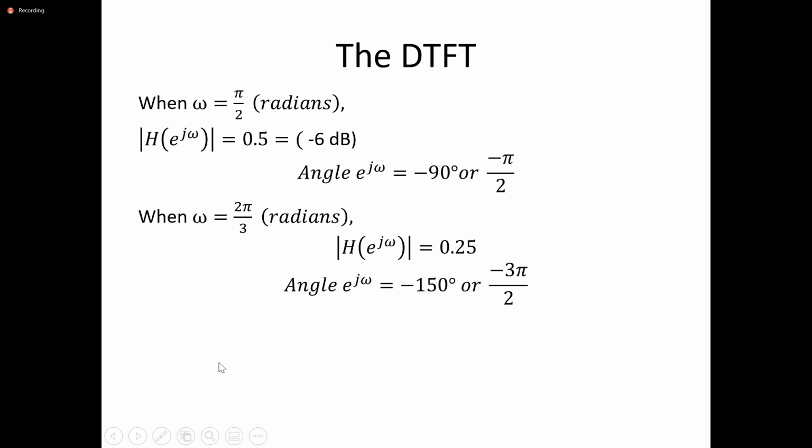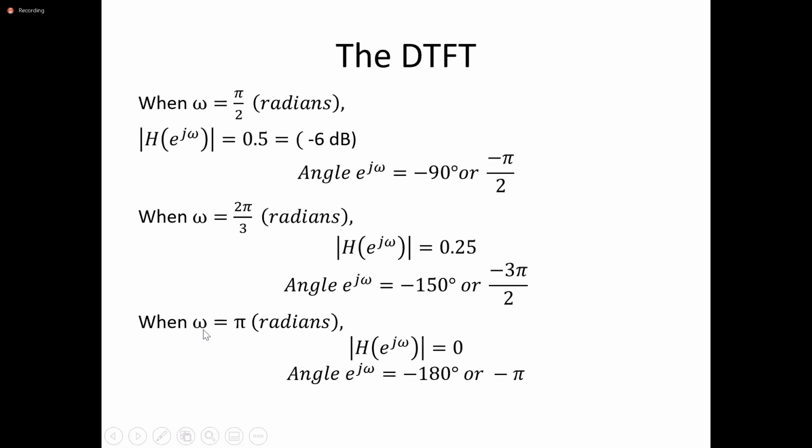And then the last one, when omega is equal to pi radians, our gain is 0. In other words, no signal is passing through. And our phase shift at that point would be minus 180 degrees. Right, so if you're able to follow it, clearly what we have is a low pass filter.